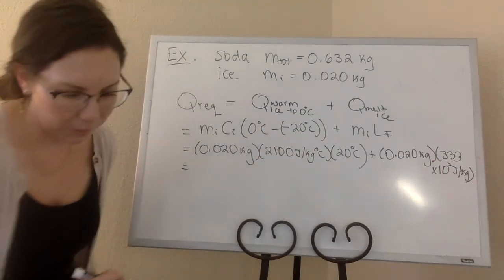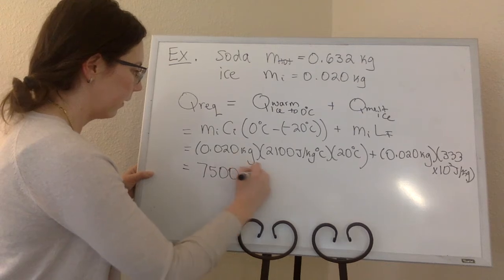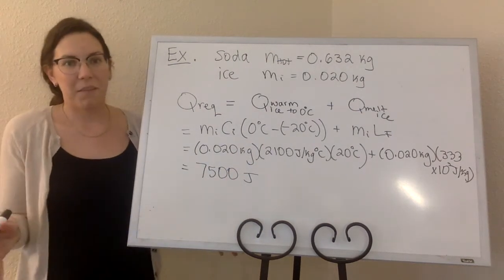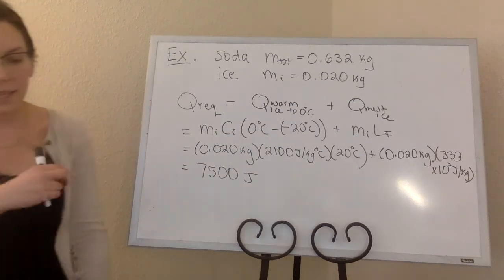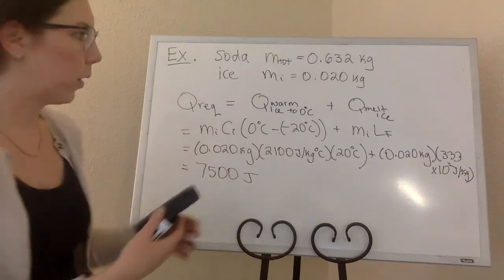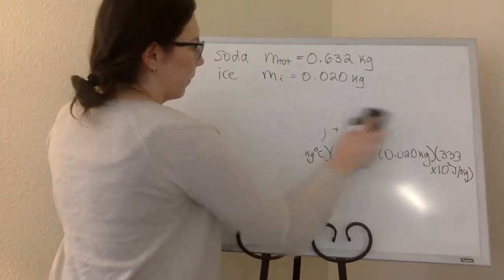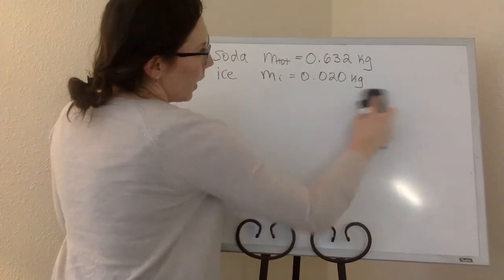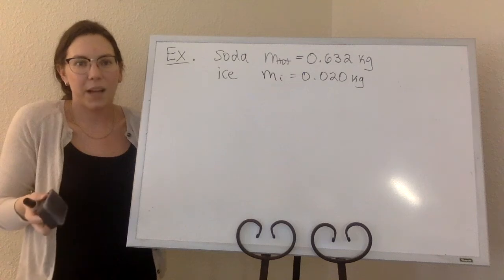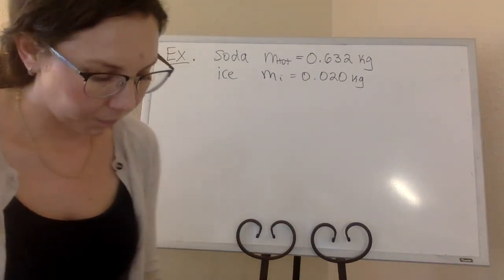Okay, so this requires 7,500 joules in order to melt the ice. Let's keep that number, but now we'll check, I'll erase this, and we can check how much energy is available if the soda were to then cool to 0 degrees. So if only part of the ice melted, we know that the soda would end up at 0 degrees because the ice would have to be at 0 degrees and everything has to be at the same temperature.